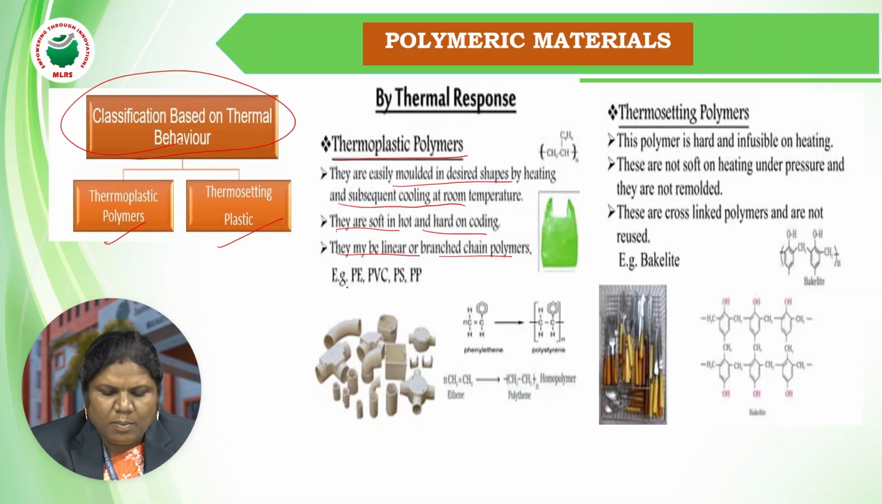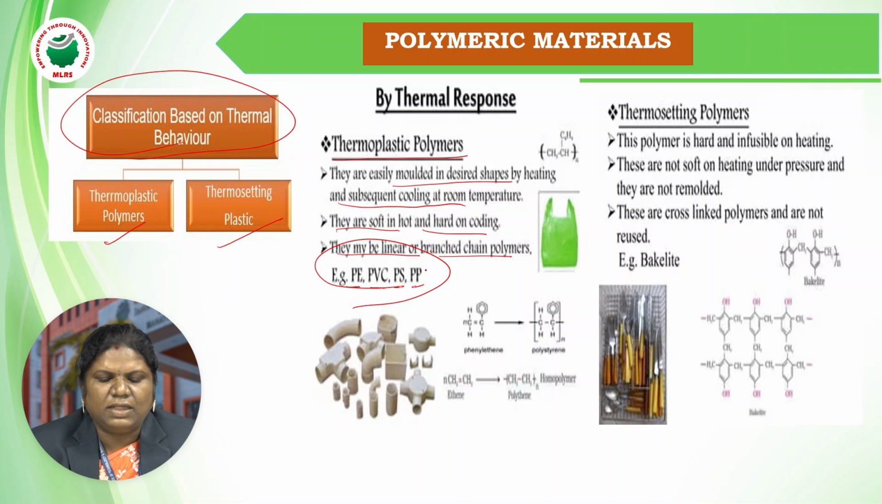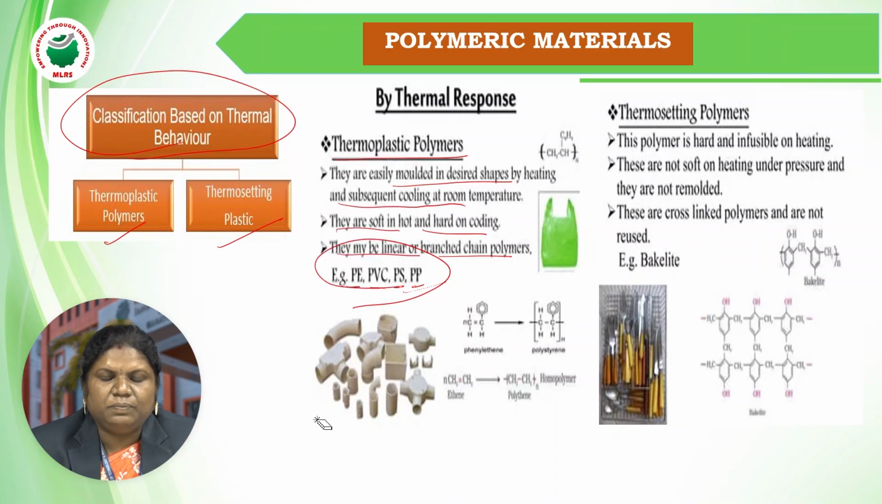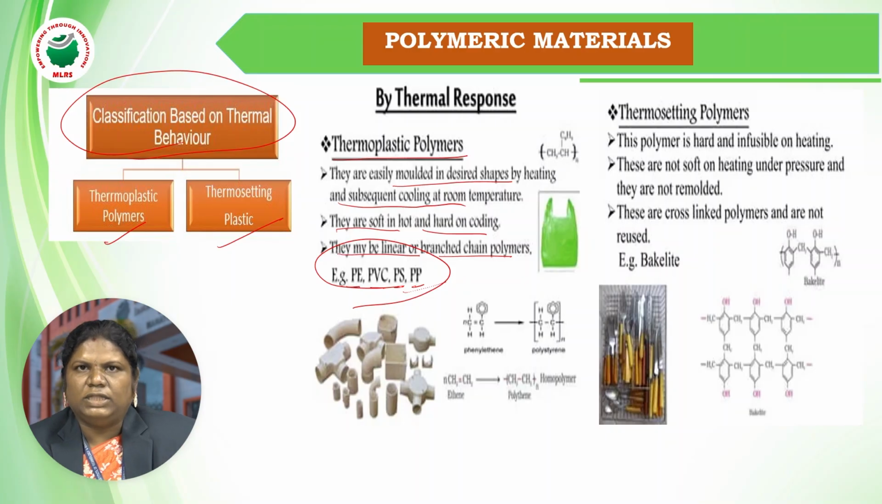For example, polyethylene, polyvinyl chloride, polysulfide, polypropylene. These are the examples of the thermoplastics. When they are heated, they will become soft, and then when they are cooled, what will happen? They will become hard and they can be remolded. Coming to the thermosetting plastics, this polymer is hard and infusible on heating.